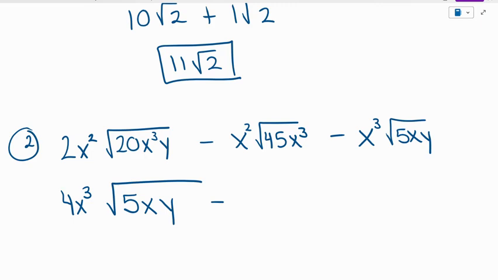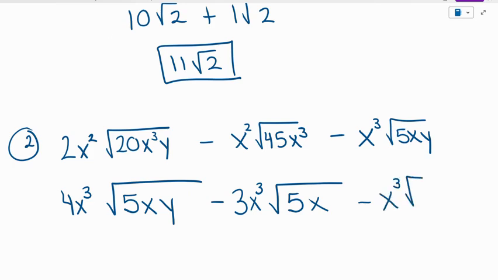All right, now we're going on to 45. For 45, I'm going to go with 9 and 5. So in my head, 45, I'm going with 9 and 5. So that means there's a 3 coming out, a 5 staying in. X to the third. Again, I'm going to use my shortcut. 2 goes into 3 one time, but I already have 2 X's on the outside. I'm going to bring one more out to make 3 X's on the outside and 1 X left over on the inside. And then for the last one, is there anything to simplify? No, it's just X cubed root 5XY.